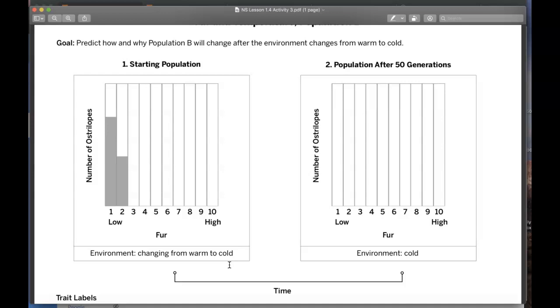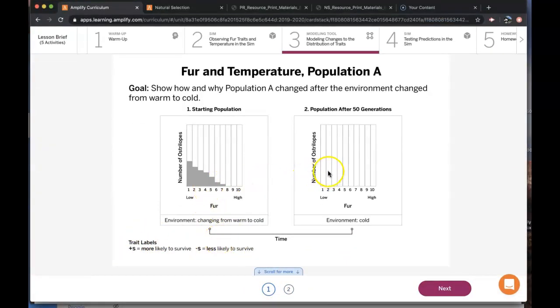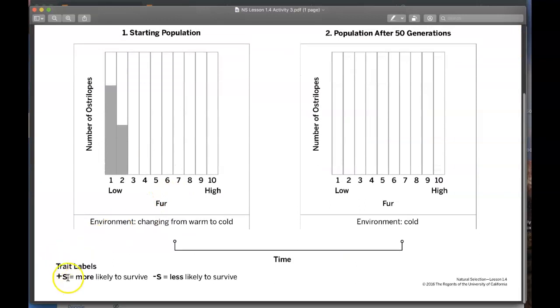We don't know yet how the distribution of traits in population B is going to change as a result of the environment becoming cold. So you're going to make a visual model by doing what you saw in A, where we added the plus S's and the minus S's, and then we added where we thought the distribution would be after. So same thing here, plus S, minus S, you're going to put over these two, and then you're going to show what you think happens over here. Again, this is just a prediction. In the next activity, you're going to be using the sim to see what would actually happen in this scenario.